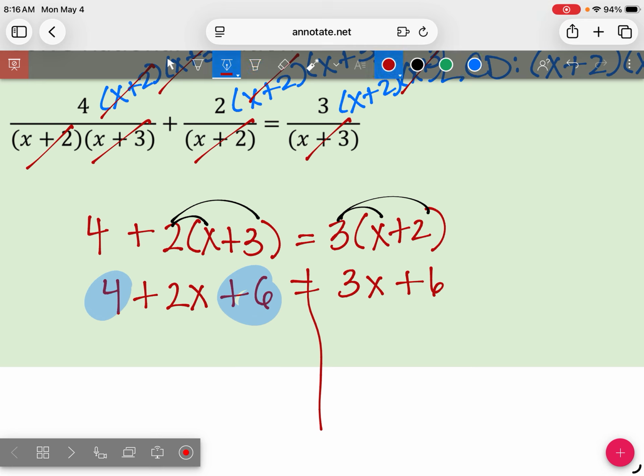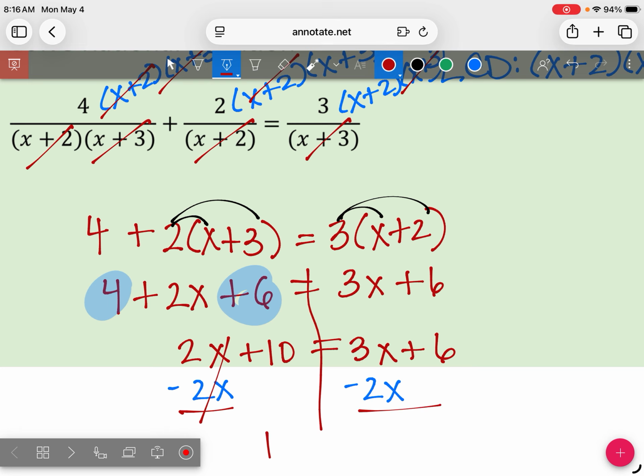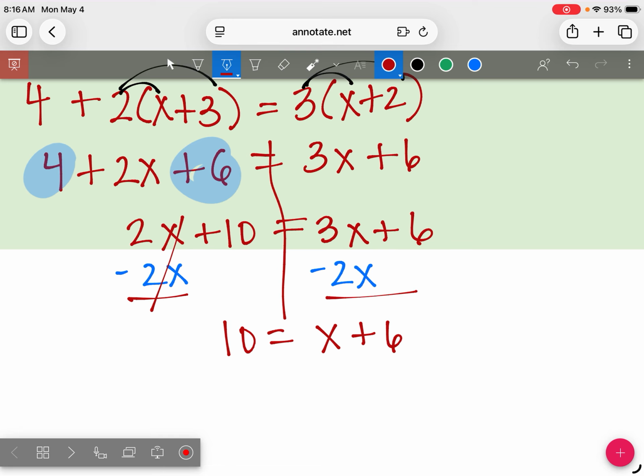4 plus 6 is what, y'all? 10. I was thinking about the 2x. Okay, so now I'm going to bring the 2x over. So 10 equals x plus 6. And then I'm bringing the 6 over.